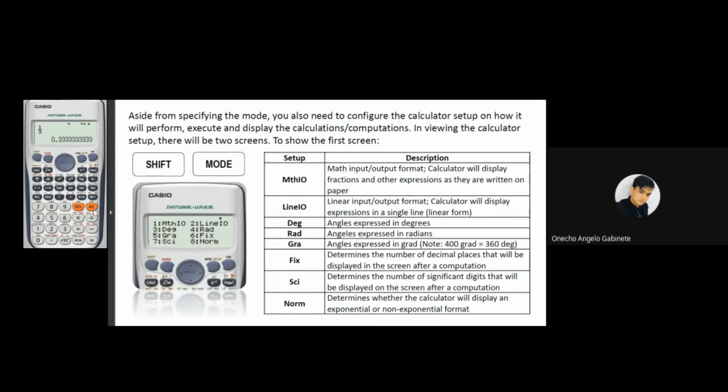So para hindi na ako mahirapan, i-fix ko po yung calculator. Fix is number 6. And then from 0 to 9, ilan daw pong decimal places? 3. So i-try ko po yung 1/3 ulit. At ang ibibigay niya pong sagot kapag pinindot ko tong S to D is 0.333 na lamang po. So pinuputol niya po kapag fix ang setup na ginawa mo sa calculator.